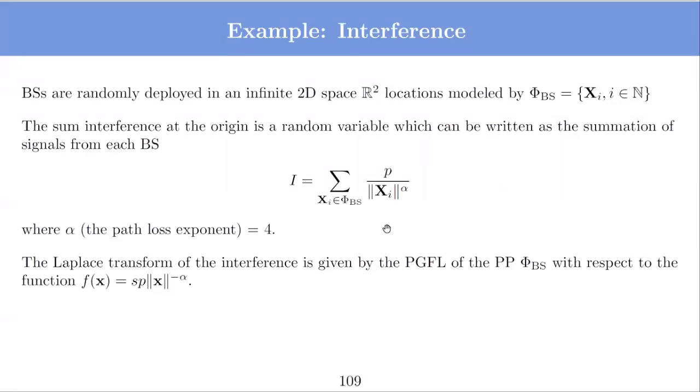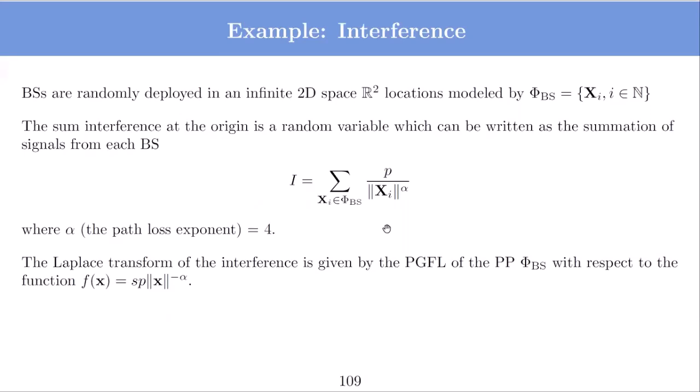So in this example, we assume the base stations are randomly deployed in an infinite two-dimensional space, and their locations are modeled by this Poisson point process, Φ_BS. If there is a receiver at the origin, it will face interference from all these base stations, and we are interested in computing the sum interference at the origin, which is a random variable, because these realizations are random. It's a function of the sample space. The interference is computed at every point, and the summation of it is also a random variable.